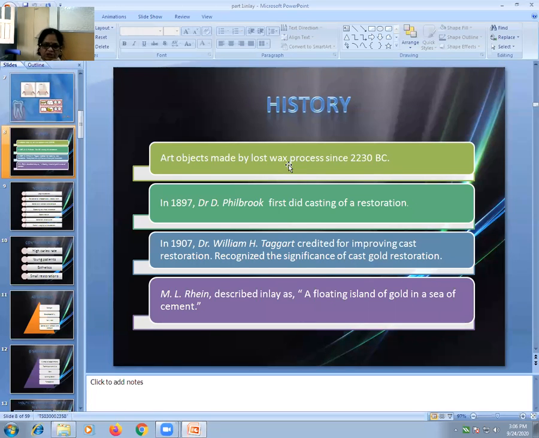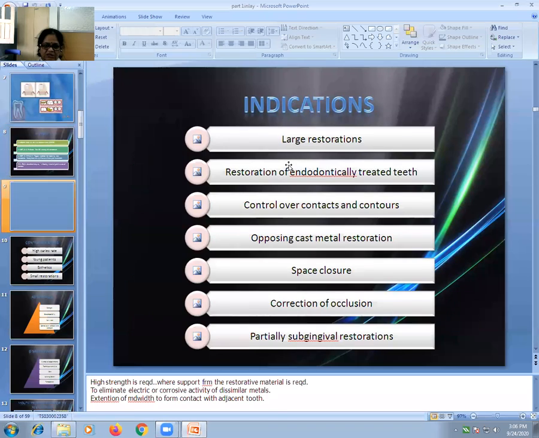So this restoration, the first one, was fabricated as a cast restoration in 1907. So what are the indications of this inlay? If you want, you can note down these points: large restoration, restoration of endodontically treated teeth, control over the contacts and contour, opposing cast metal restoration, space closure, correction of occlusion, and partially subgingival restorations.